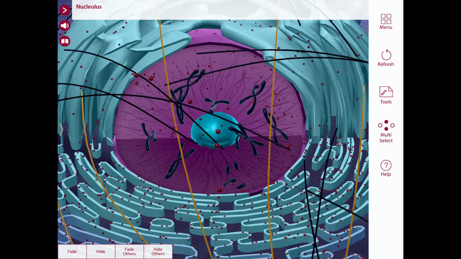Now, we've talked about the ribosomes and that they're used to make proteins, but where do those ribosomes come from? And it turns out within the nucleus, there's this area called the nucleolus. And the nucleolus is involved in the synthesis of ribosomes. So it contains ribosomal RNA, which is used to make those ribosomes.